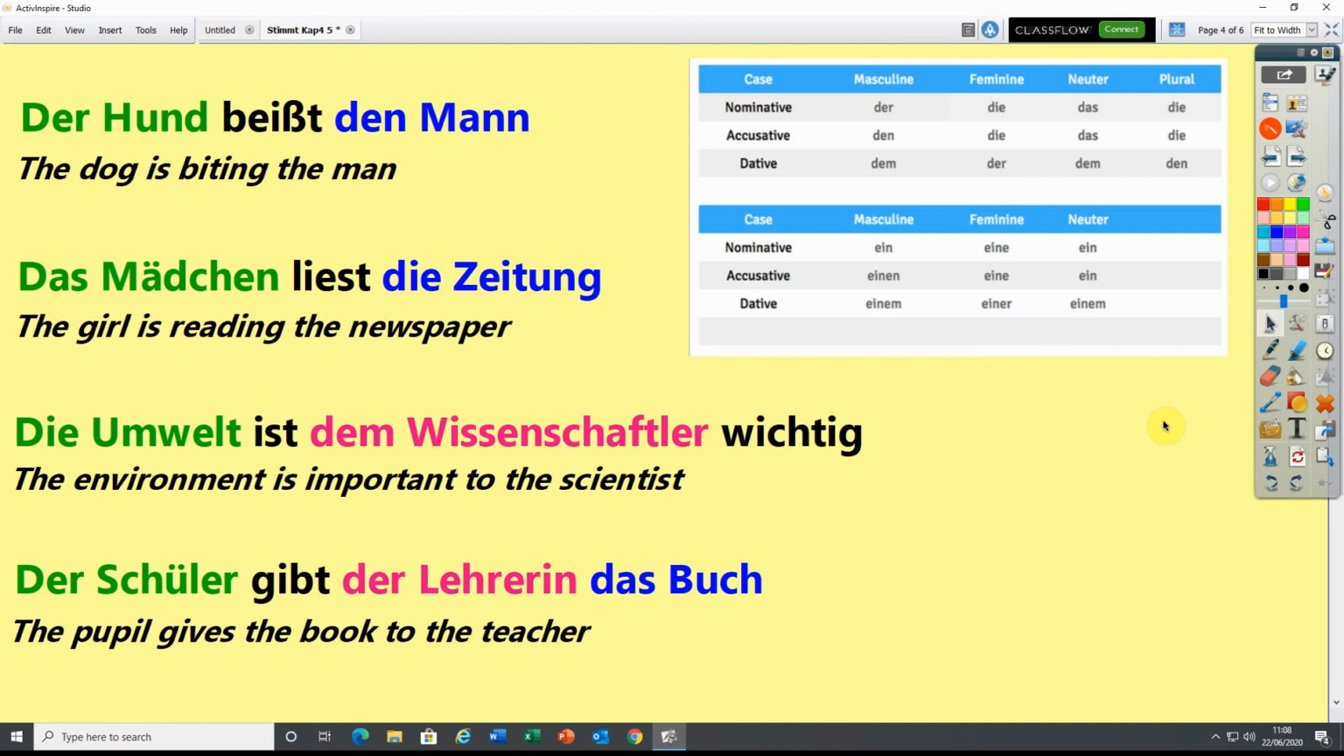It's words like I, he, she. And we can use those to replace nouns. So I could say the dog is biting him. She is reading the newspaper. The environment is important to him, and so on.